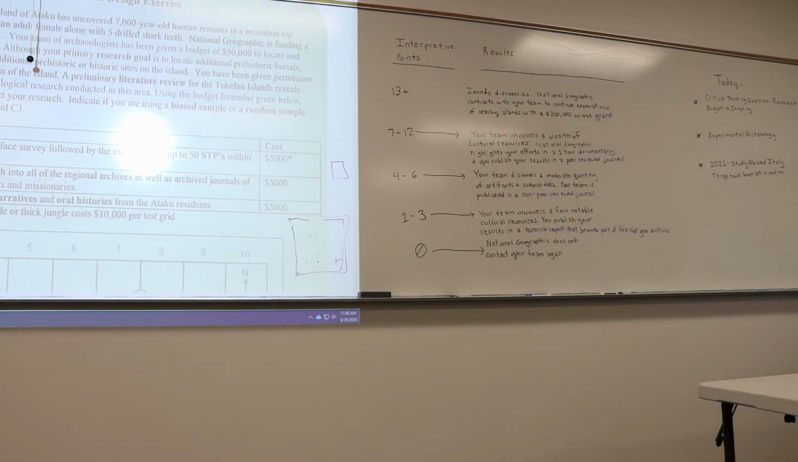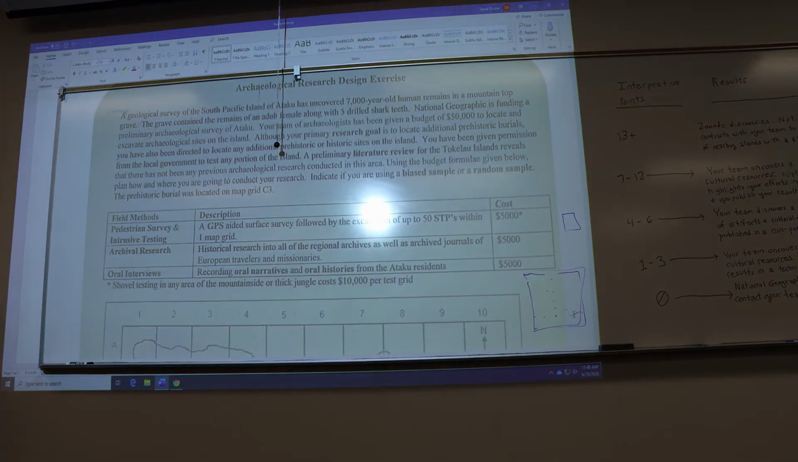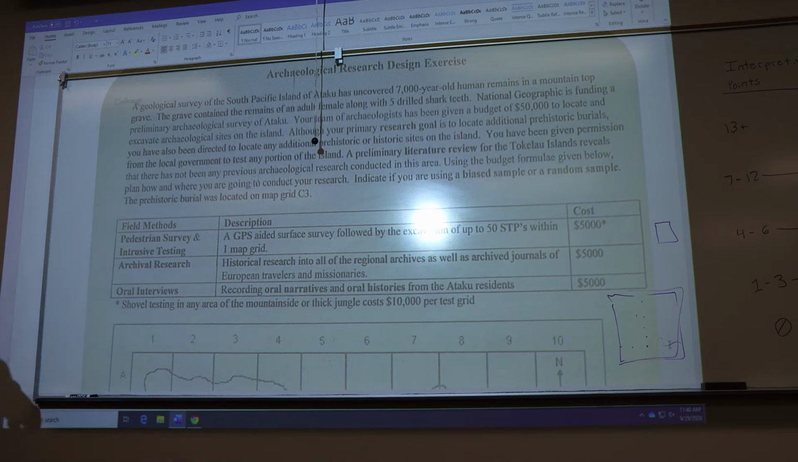Okay, a geological survey of the South Pacific island of Otaku has uncovered 7,000-year-old human remains on a mountaintop grave. The grave contained the remains of an adult female along with 5 drilled shark teeth. Because the shark teeth were found with the grave, what does that make those? What's the term for those objects placed with the dead in a mortuary context? They were food? The sharks were food? No, not food. They were decorative. So if you wore them like a pendant, they would be grave goods. Very good. They're a type of grave good.